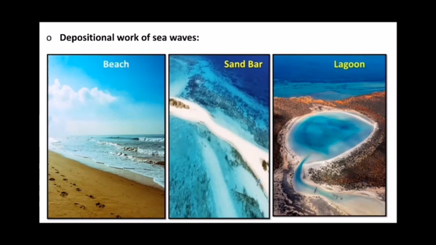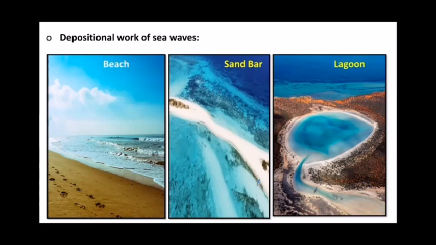Deposition of such materials occurs at the places where the effect of waves is less. That means these materials are deposited where waves do not hit the coast very much, where there is very slow movement. If there are very fast, forceful waves, then deposition does not take place. Why?